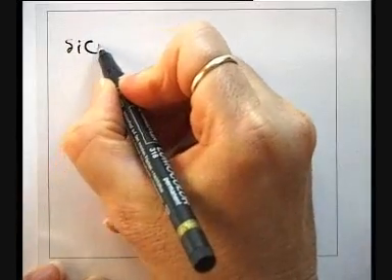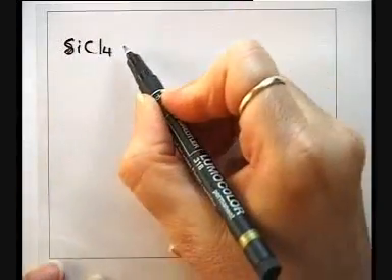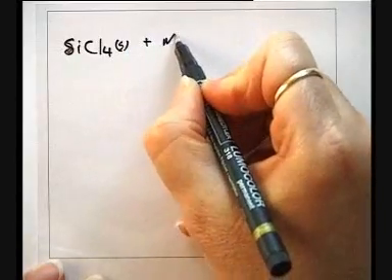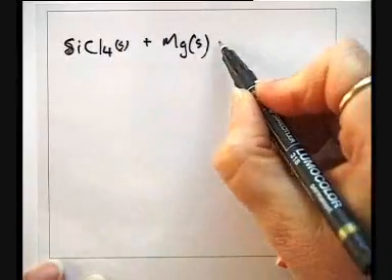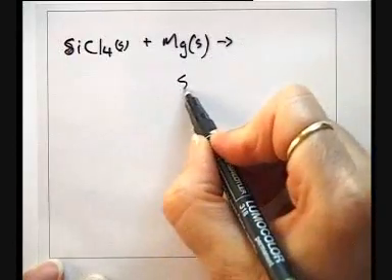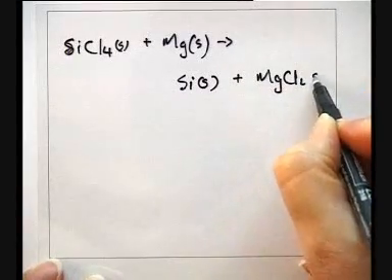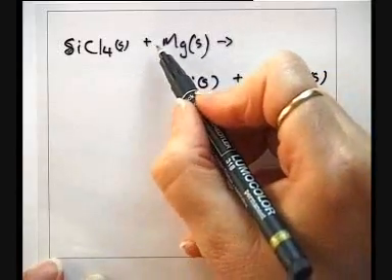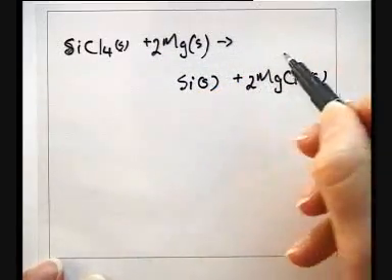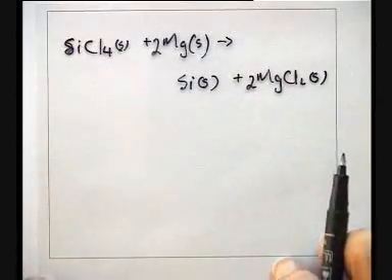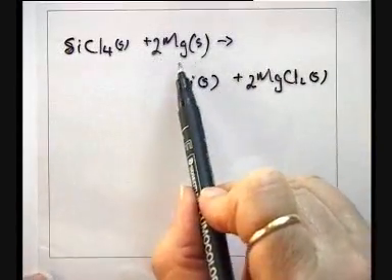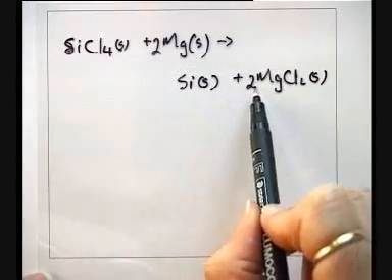You need a balanced reaction equation to determine the stoichiometric coefficients. Silicon tetrachloride reacted with magnesium to form silicon, and of course magnesium chloride. Balancing the reaction by literally just counting the atoms to the left and to the right, you find that 1 mole of silicon tetrachloride reacts with 2 moles of magnesium to form 1 mole of silicon and 2 moles of magnesium chloride.